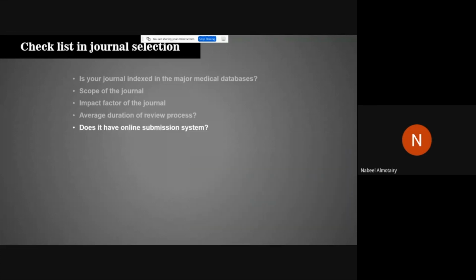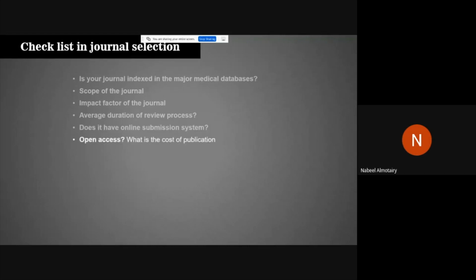And also one important factor is, does the journal have an online submission system? Because some journals allow manuscripts to be submitted through their email addresses. This is a bit difficult to track, so I think it's important that when you submit to a journal, you make sure that they have an online submission system.